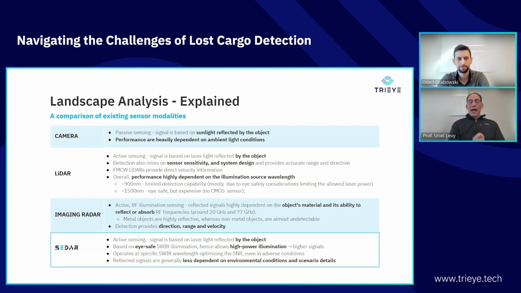It is based on an eye-safe SWIR illumination, and that's why we can have high power illumination, and obviously we can get much better signal. It operates at a specific SWIR wavelength where the SNR is optimized. So we have optimization of signal-to-noise ratio even in adverse weather conditions. And the reflected signals are generally less dependent on environmental conditions and on the details of the scene.